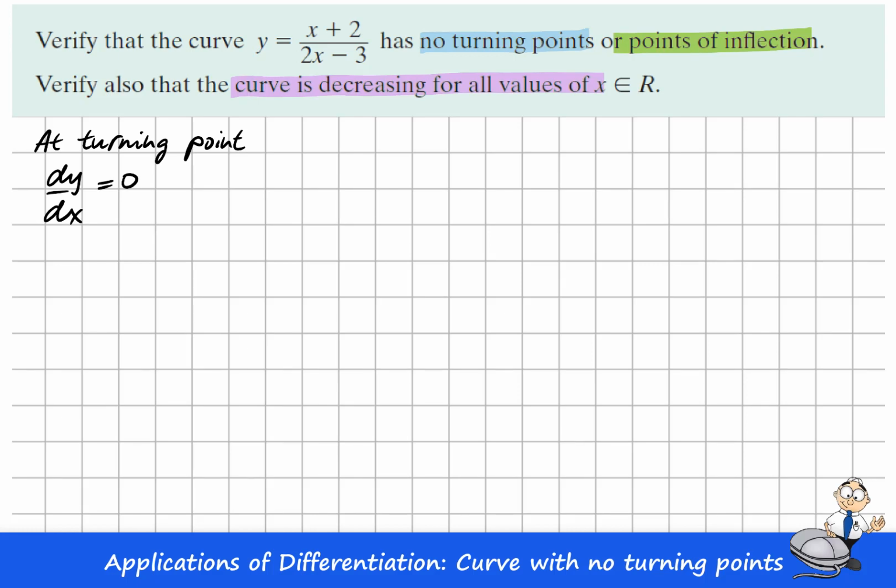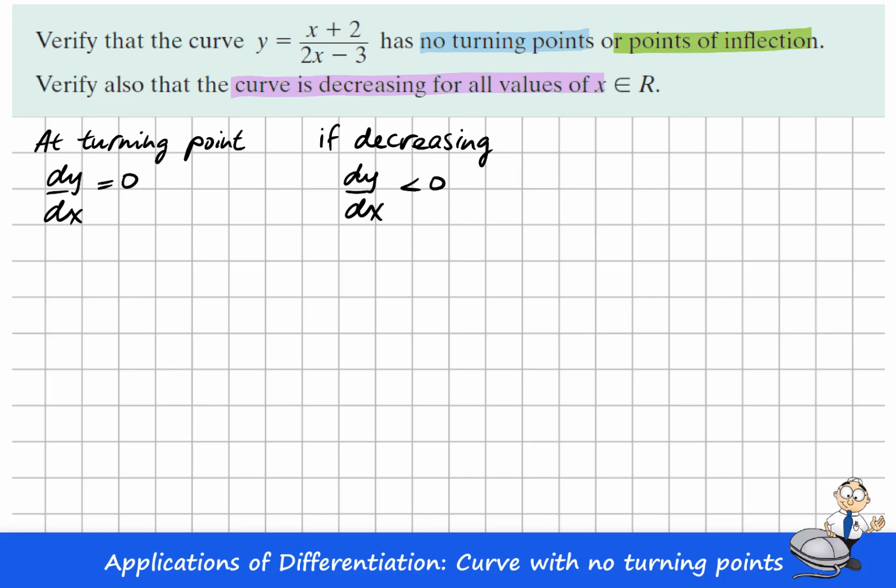What does it mean to say the curve is always increasing or decreasing? Well, if it's always decreasing, it means that the slope is always negative. Again, this relates to the first derivative. So if it's decreasing, it means dy dx must be less than 0 or negative.